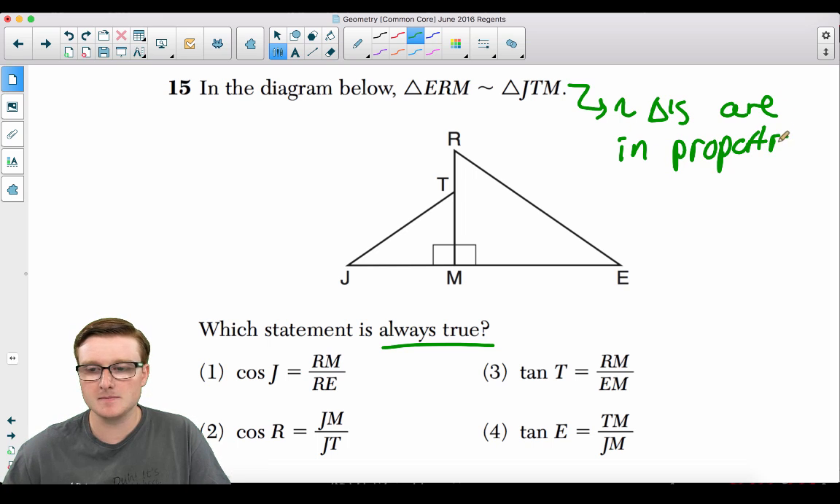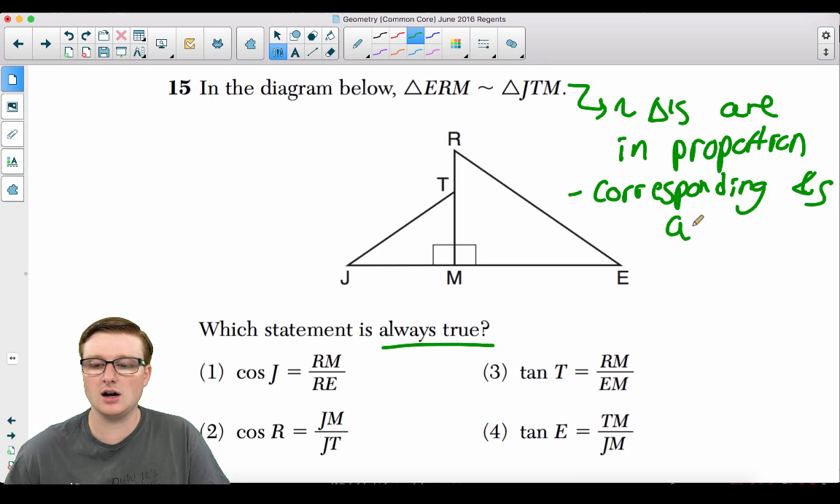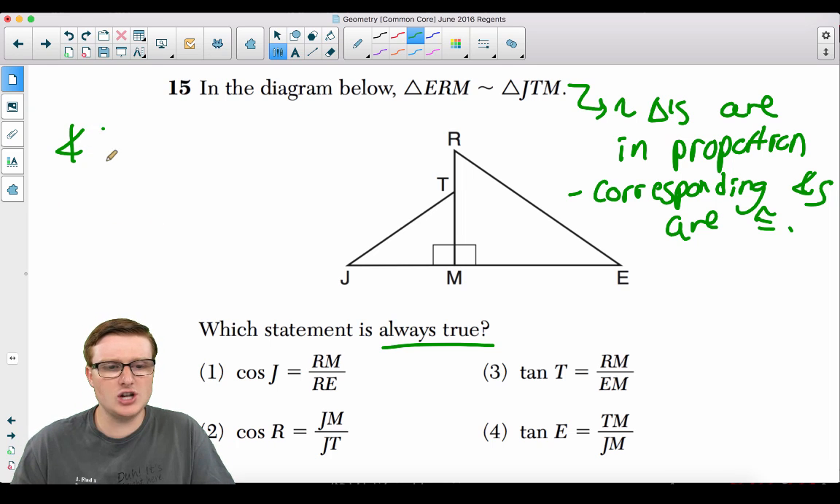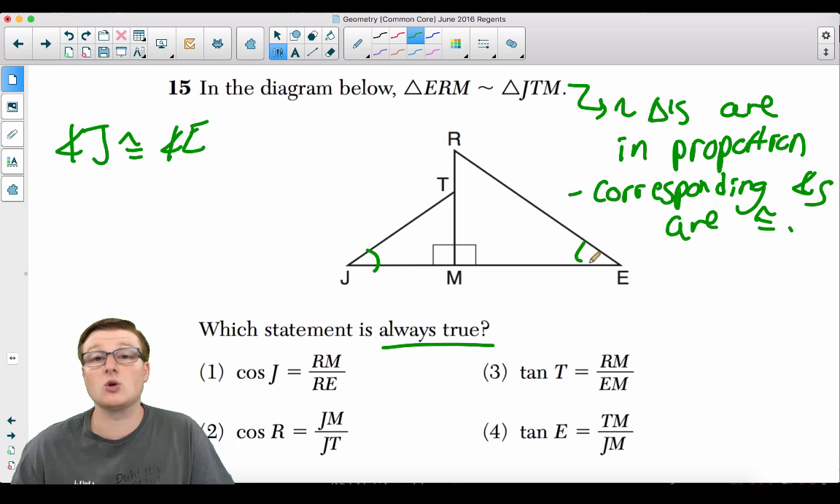And also, the corresponding angles are congruent. Because a series of similarity transformations was performed, and they tell you that the triangles are similar, the corresponding angles are congruent. So what that means to us is that angle J is congruent to angle E because these two angles are corresponding to each other.